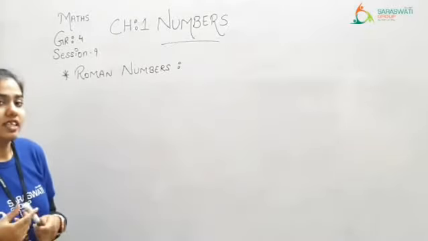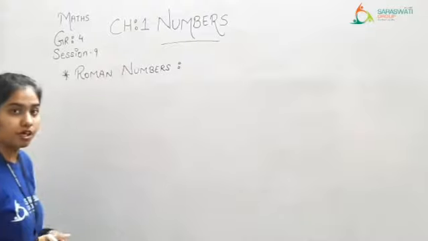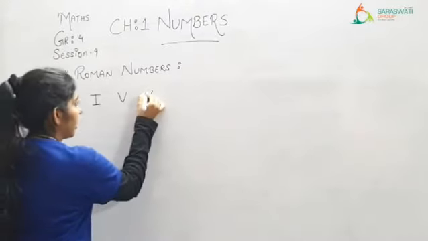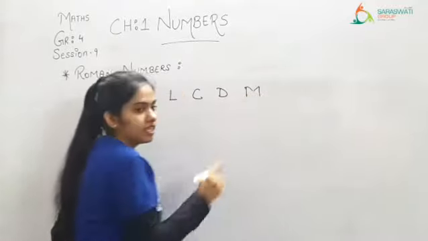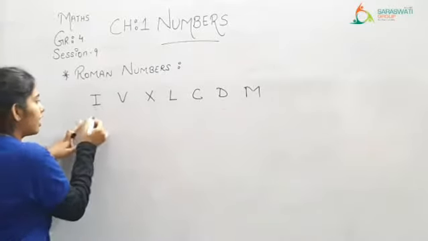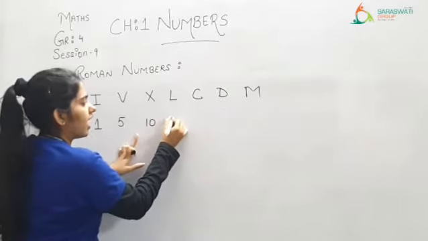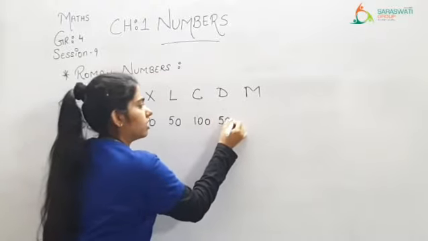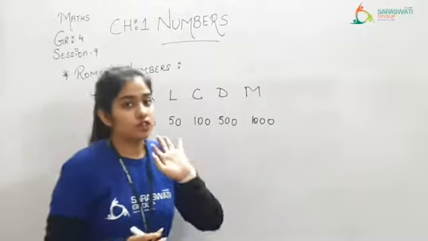But before that, let's have a recap of which values are used with which numbers. The basic values you need to remember are I, V, X, L, C, D and M. You have to remember this. I is 1, V is 5, X is 10, L is 50, C is 100, D is 500 and M is 1000. So you have to remember this.